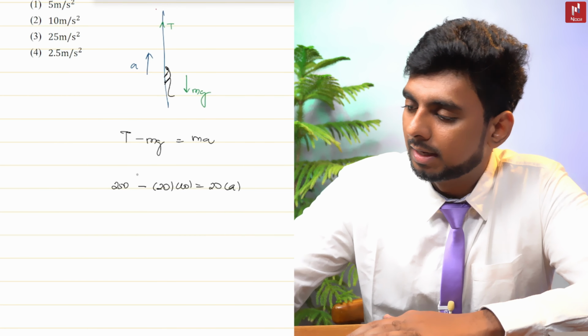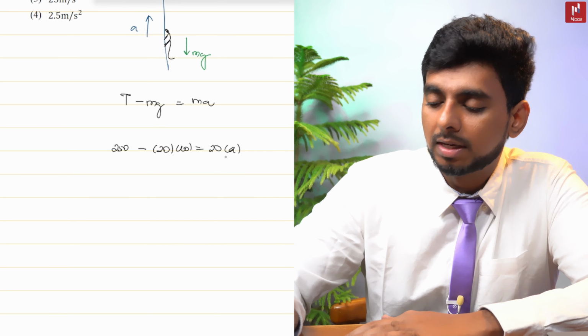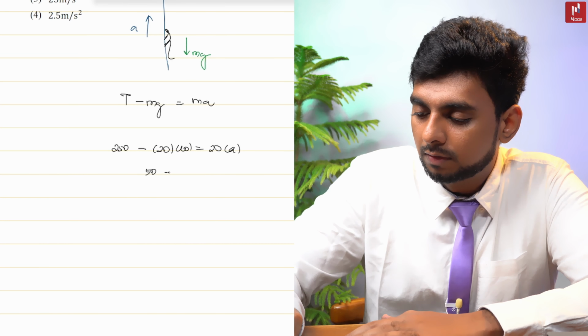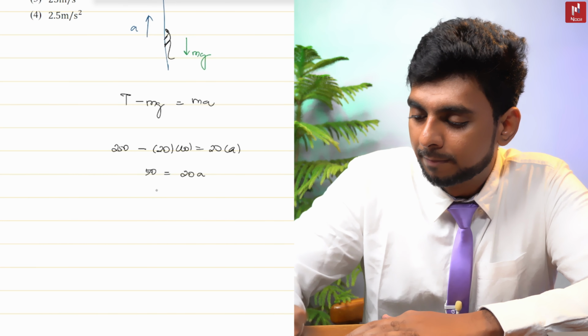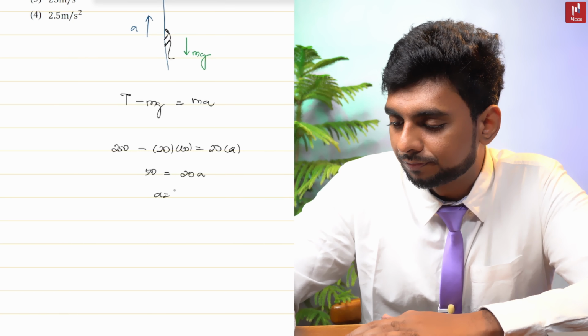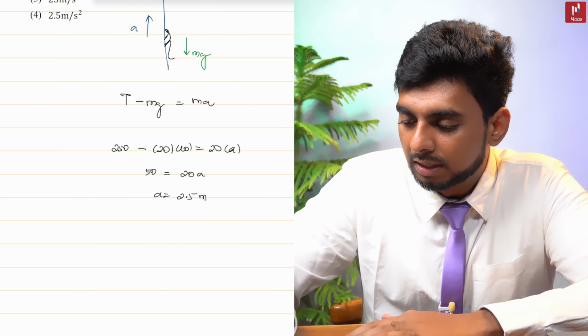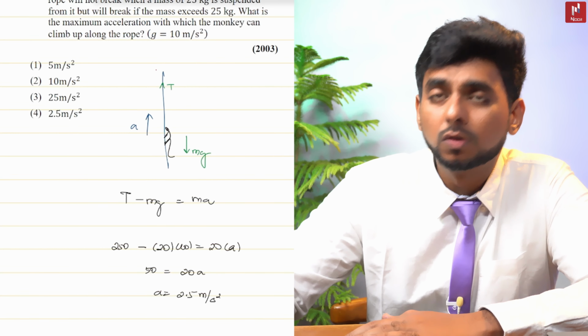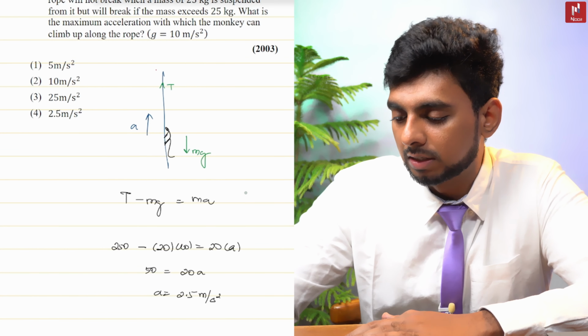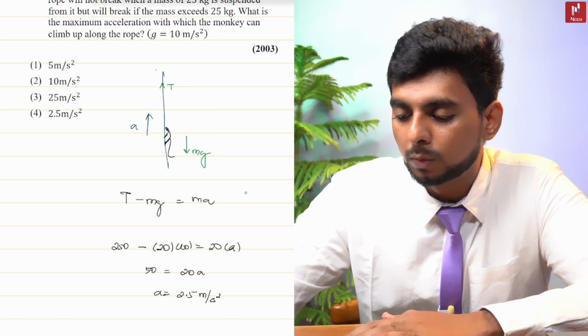If I do the solving, I'll end up getting the answer, right? 250 minus 200 will be 50, which will be equal to 20a. A will be equal to 5 by 2, that will be 2.5 meter per second square. Okay, so the answer here is 2.5 meter per second square, with which it will be able to accelerate upwards.